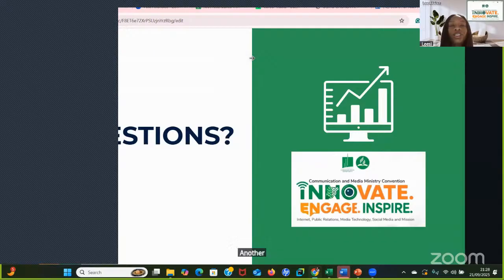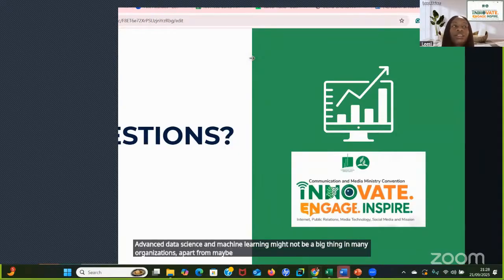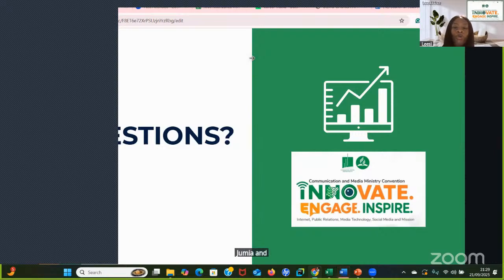Another practical step is making your research. Go online and research the demand within your locality. In Nigeria currently, advanced data science and machine learning might not be a big thing in many organizations, apart from maybe banks, the likes of Jumia and Konga and the rest of them. But for small and medium enterprises, they will still be most likely in the phase of data analysis.